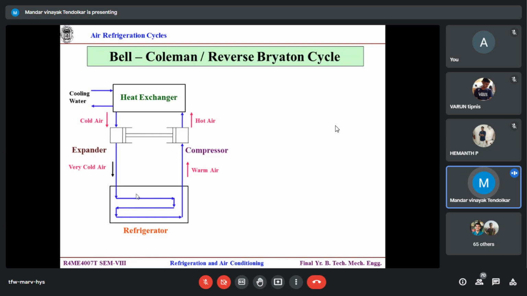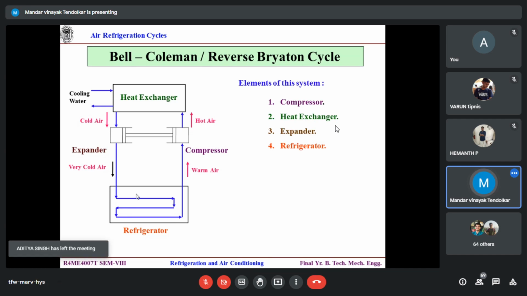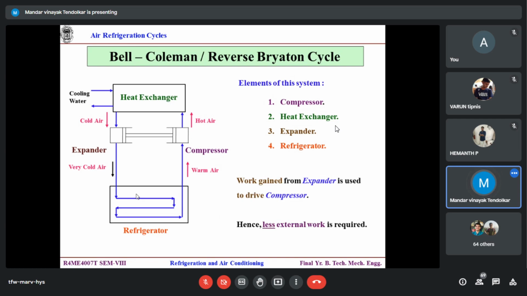So logically, here I'm using air, which is not changing the phase. So it's a very sensible heat part. So compressor, heat exchanger (heat rejection), then the expander and the refrigerator (heat absorption). Logic is the same, only the medium is changed. No phase change is involved over here.